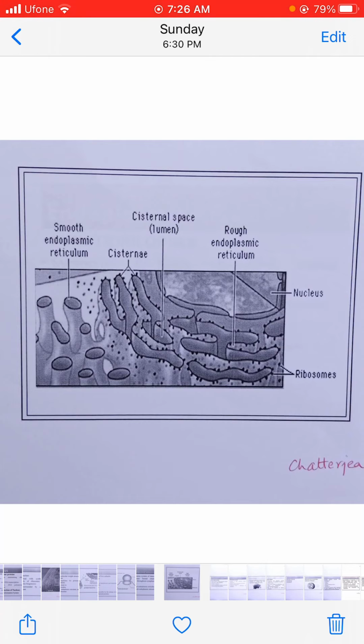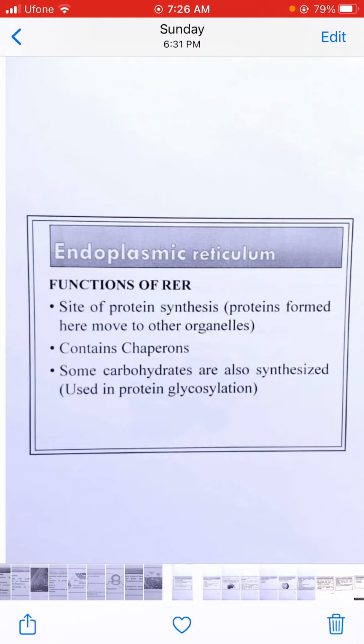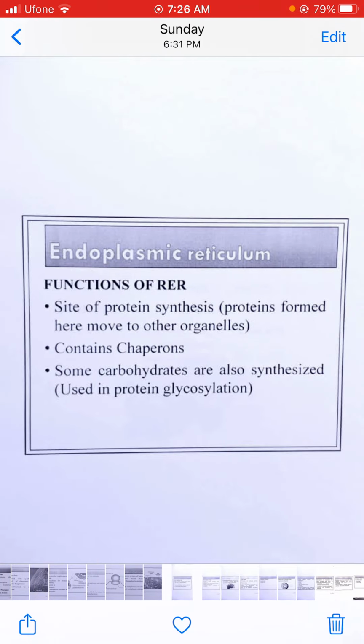So here the function of the ribosome has not ended. The ribosome continues performing its function. The proteins which are synthesized on the ribosomes are also synthesized on the rough endoplasmic reticulum, and then these proteins are transported to the Golgi apparatus. We will see it later.